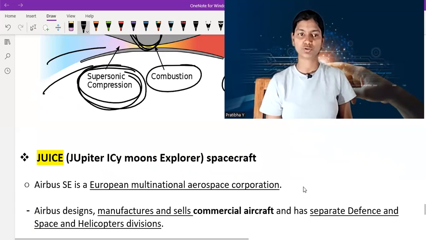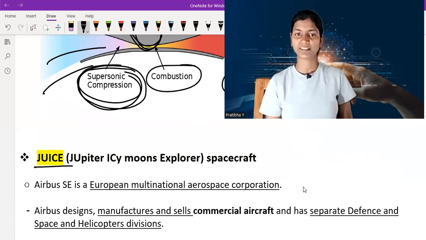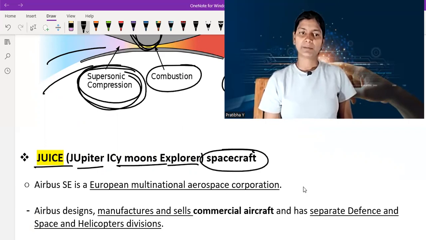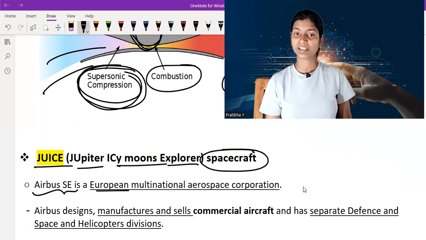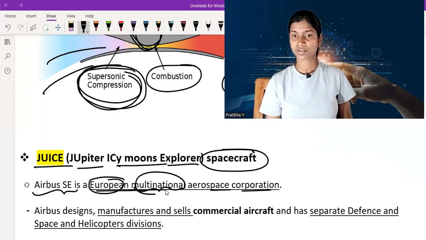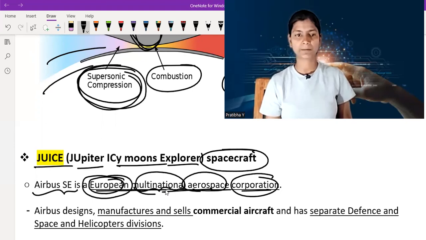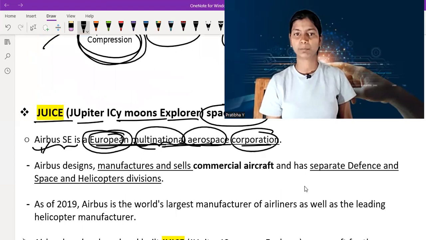Now let's move on to JUICE, the Jupiter Icy Moons Explorer spacecraft. Airbus SE. What is Airbus SE? Airbus SE is a European multinational aerospace corporation, with many nations coming together to cooperate in the field of aerospace. Basically, Airbus is a company, a multinational aerospace organization.